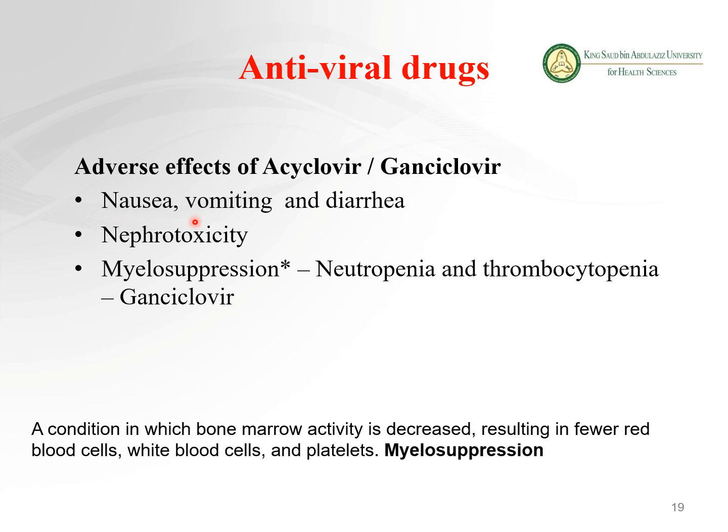Adverse effects: nausea, vomiting, diarrhea, the most common side effects associated with most of the drugs. Nephrotoxicity is one of the main side effects, and myelosuppression. So here what happens is that the bone marrow activity is decreased. These drugs decrease the bone marrow activity, which results in fewer blood cells, white blood cells, red blood cells, and platelets, so it leads to neutropenia and thrombocytopenia. Mostly this myelosuppression is associated with ganciclovir.